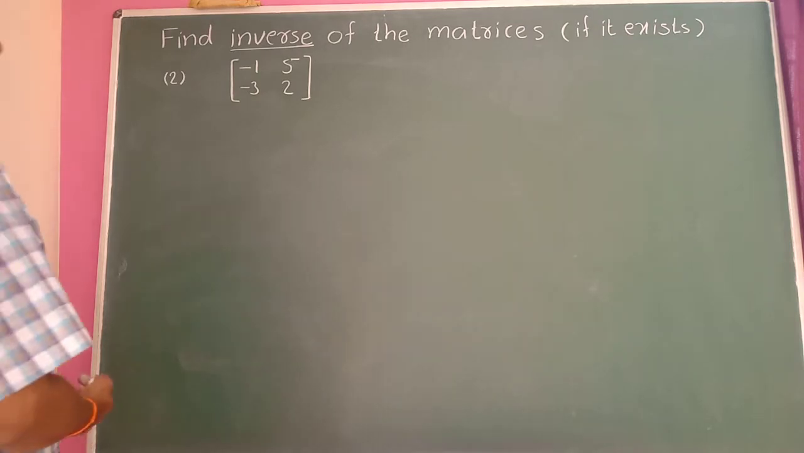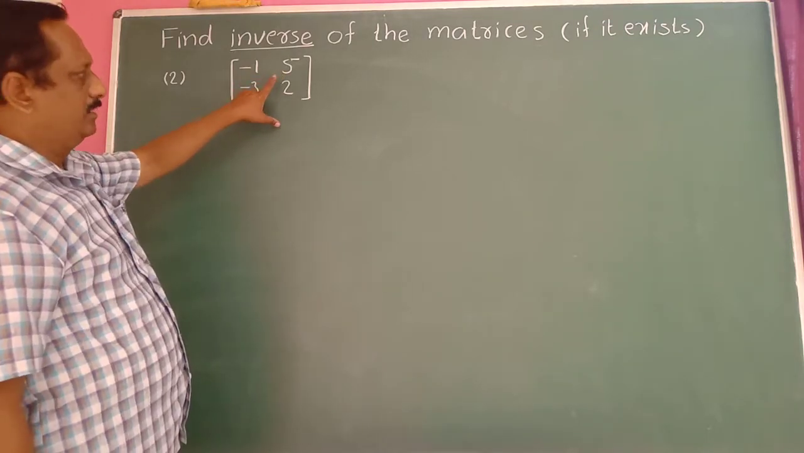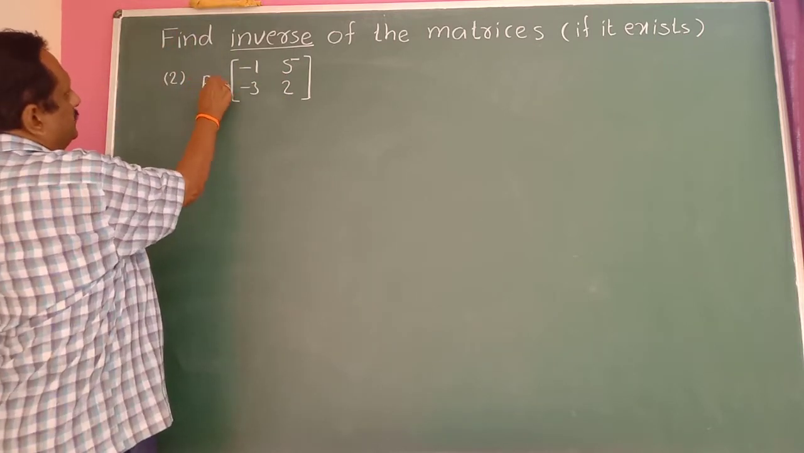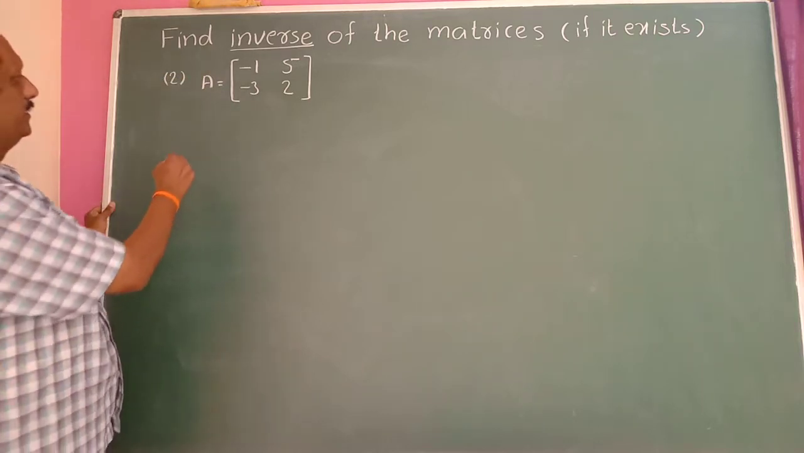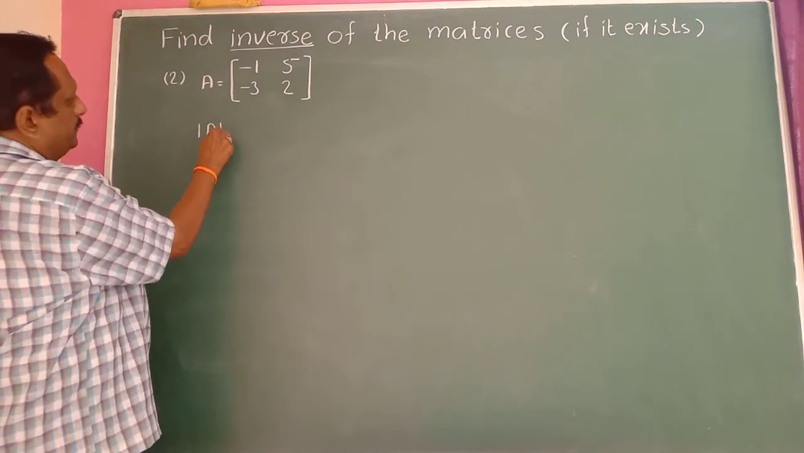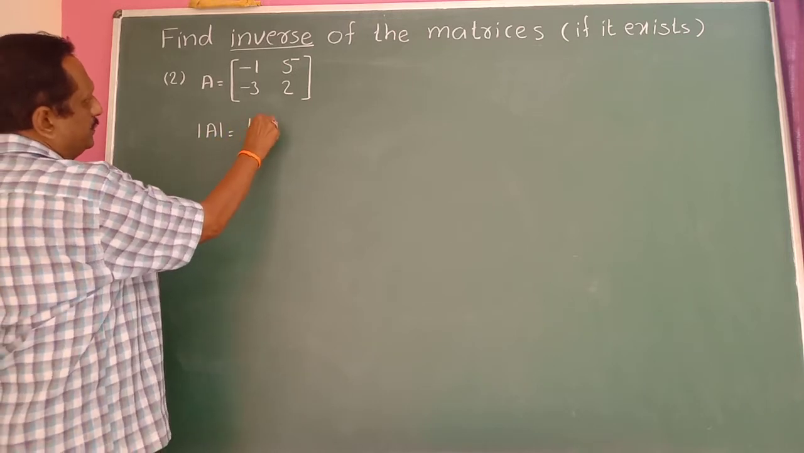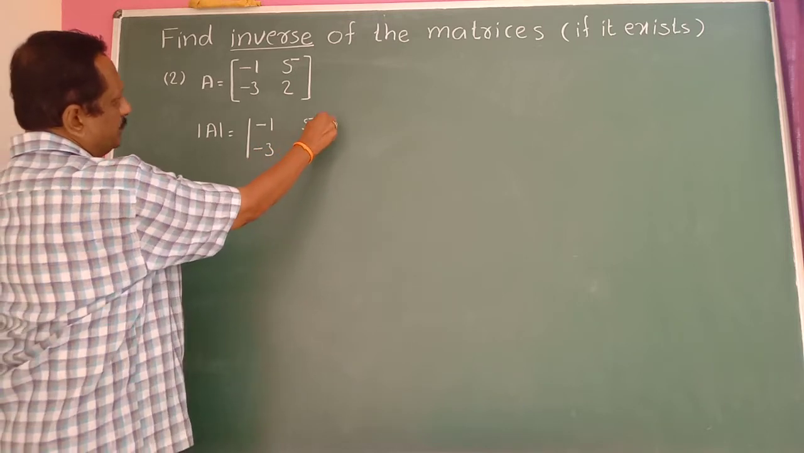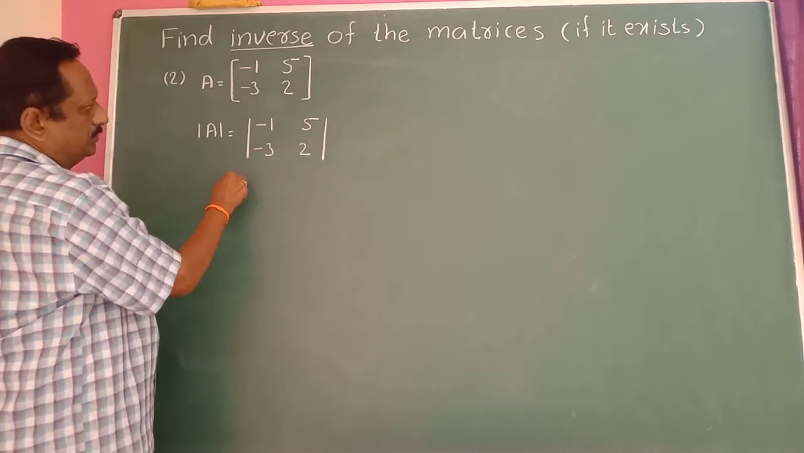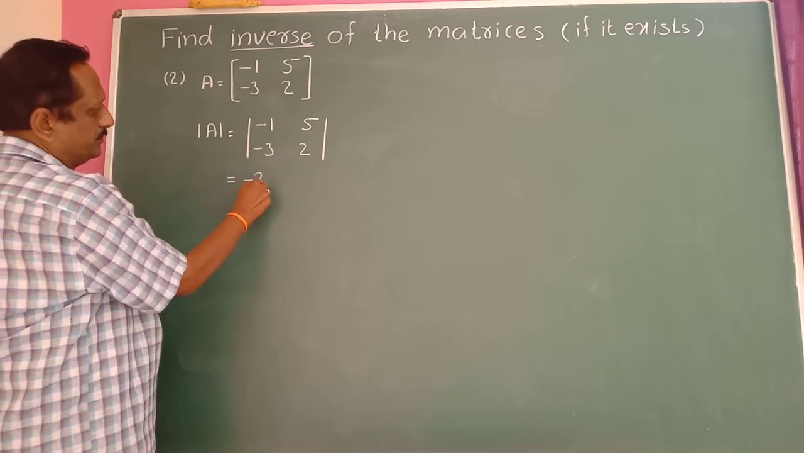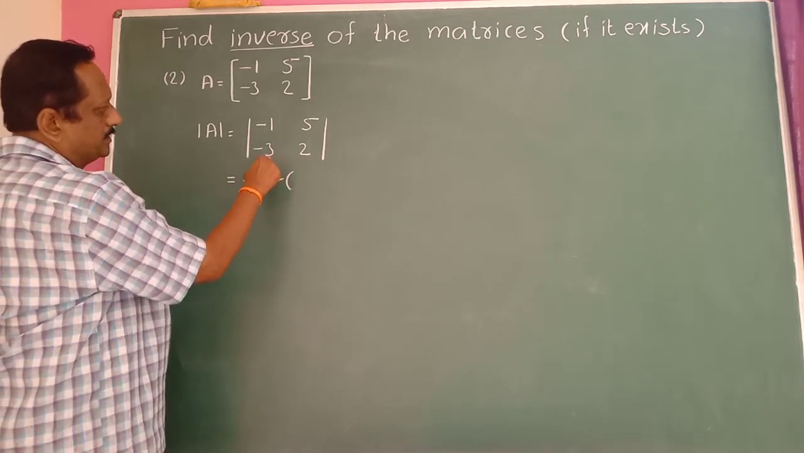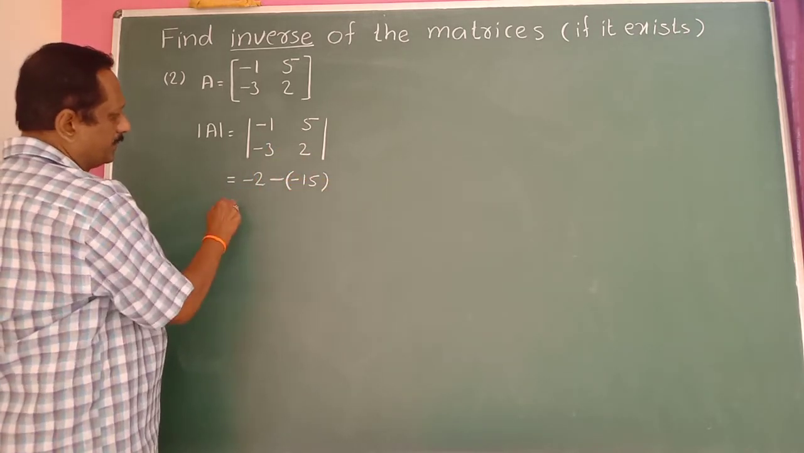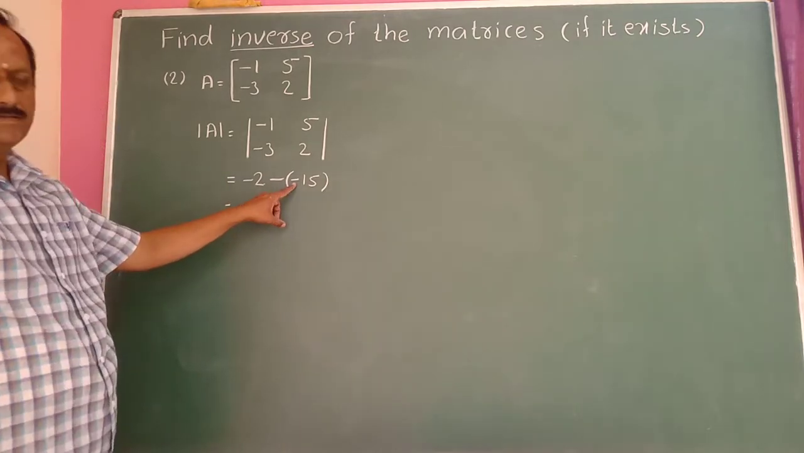So, second example. Minus 1, 5, minus 3, 2. Find the inverse of the matrix. So A is the given matrix. First you find the determinant of A. So the determinant of A is equal to the determinant of minus 1, plus 5, minus 3, plus 12. Therefore, this equals minus 1 into 2, which becomes minus of 12, minus, minus 3 into minus 5, minus 15. Minus into minus becomes a plus.